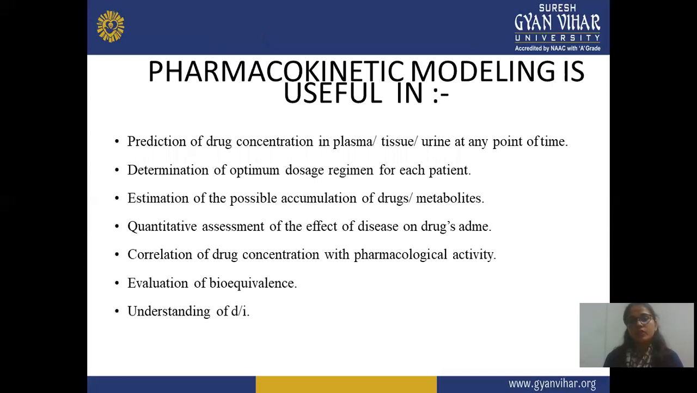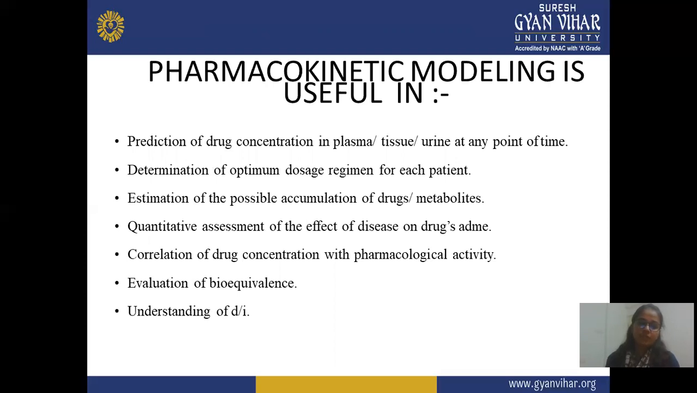Next, pharmacokinetic modeling is useful in prediction of the drug in plasma, tissue, and urine at any point of time. It means this model is not only available to show the concentration in a specific body part, but it also gives the clearance or elimination rate information. And this elimination rate gives information regarding the plasma, tissue, urine, or any other point of time, or any other body part. And next is determination of optimum dosage regimen for each patient. It means if we are using different patients or groups of patients, this pharmacokinetic model gives the correct information for each and every individual patient.